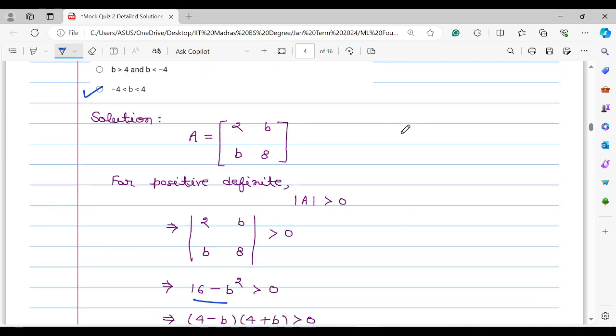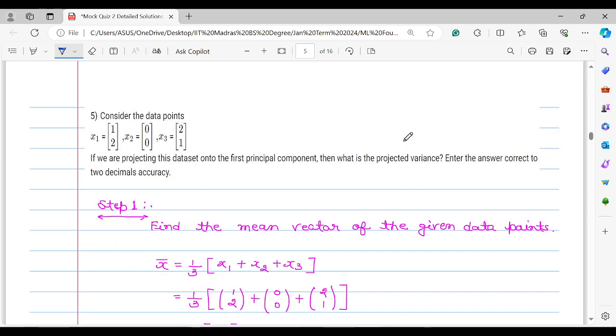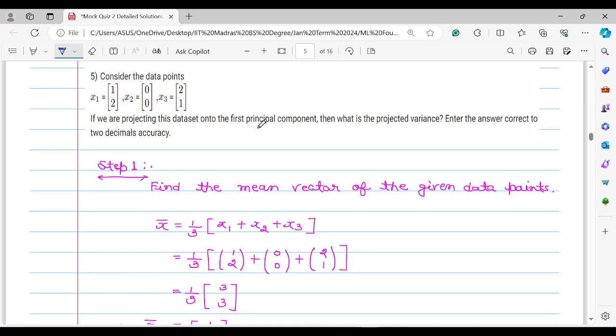Okay, going to the next problem. Consider the data points x1, x2, x3. If we are projecting this data set onto the first principal component, what is the projected variance? Enter the answer correct to 2 decimal places. So what is step 1 for calculating the projected variance? The first step is to find the mean vector of the given data points.